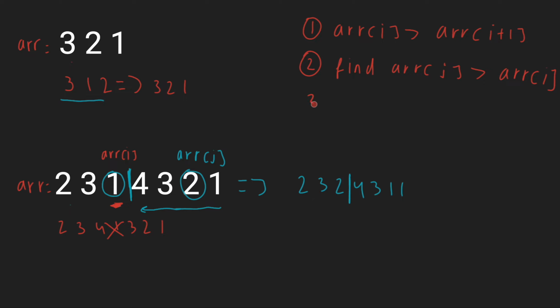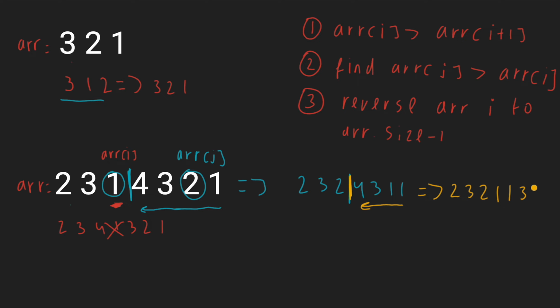Our third rule is that we reverse our array starting from I to array size - 1, right? So let's apply that logic here. Let's write down in another color. So we have here 2, 3, 2, and we are reversing this part of the array. So what do we get here? We have 1, 1, 3, and 4.